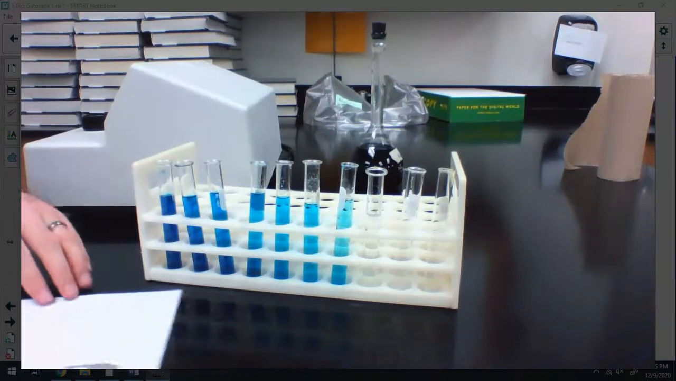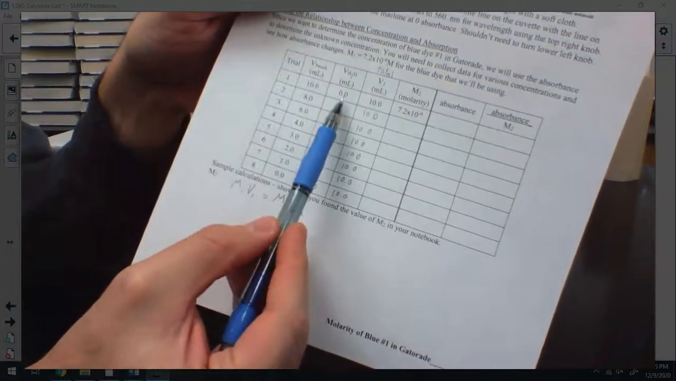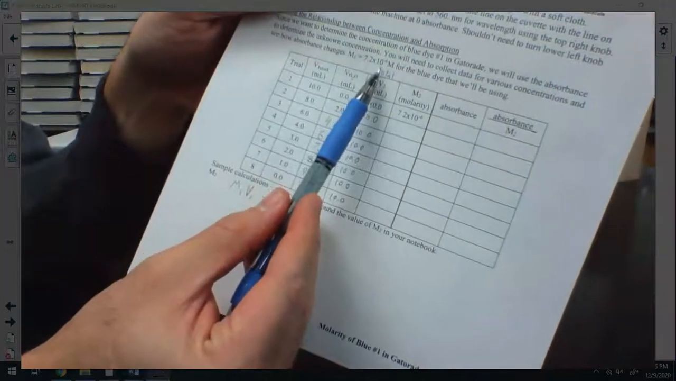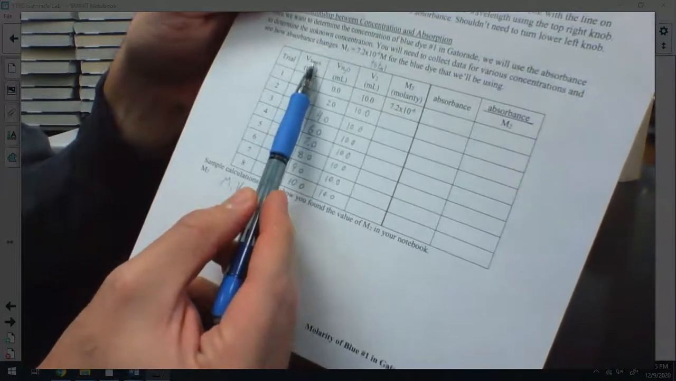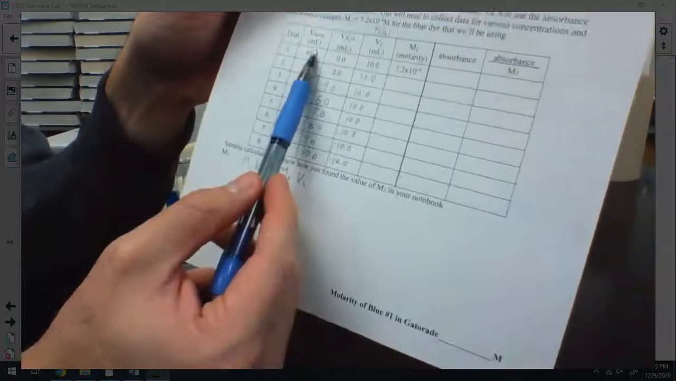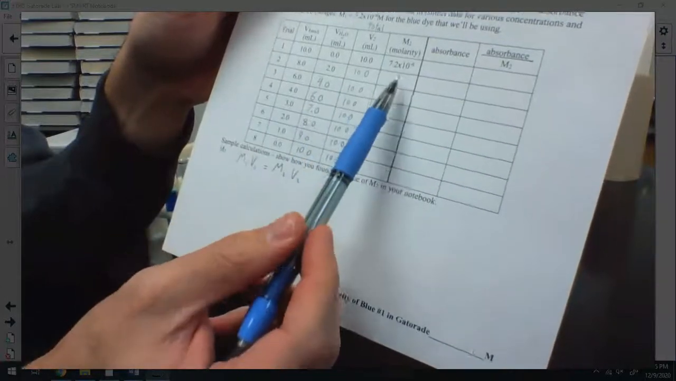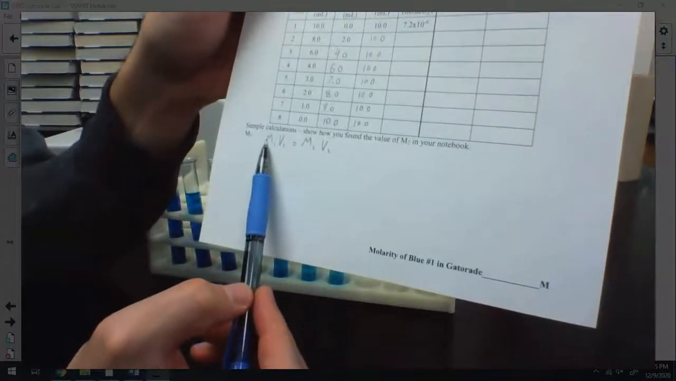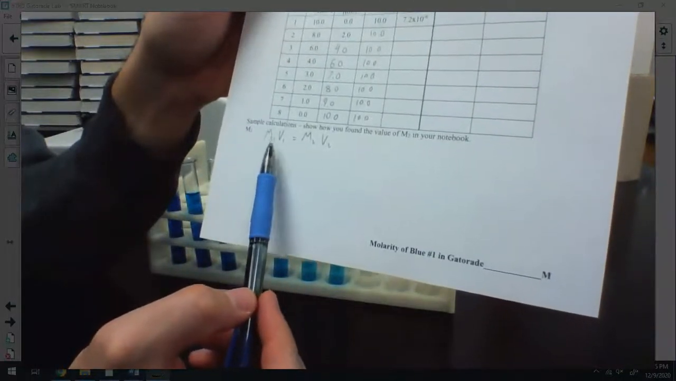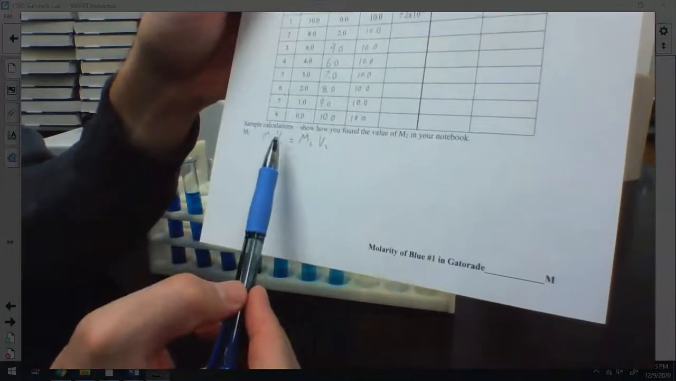All right? And this data table, I set it up on purpose the way I did because in the description, I have that M1 is 7.2 times 10 to the negative 6. In the data table, I have V1 as this column, and this column is V2. So you have 3 of the 4 pieces to get the molarity for all of these. M2 is your final answer. So all you would need to do is plug in 7.2 times 10 to the negative 6 here, plug in the appropriate volume of the stock solution from this column here.